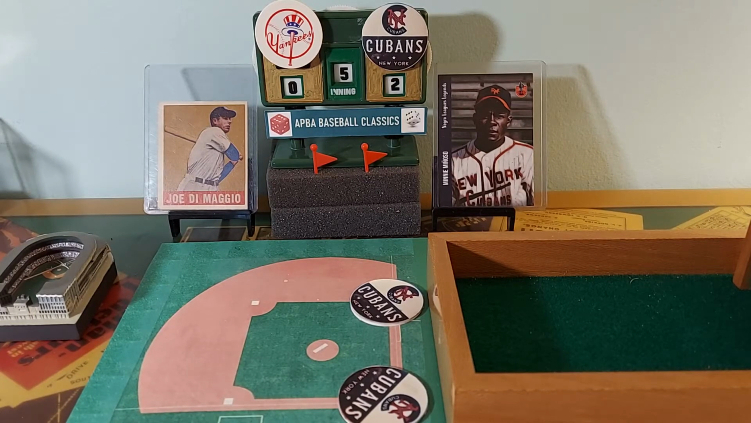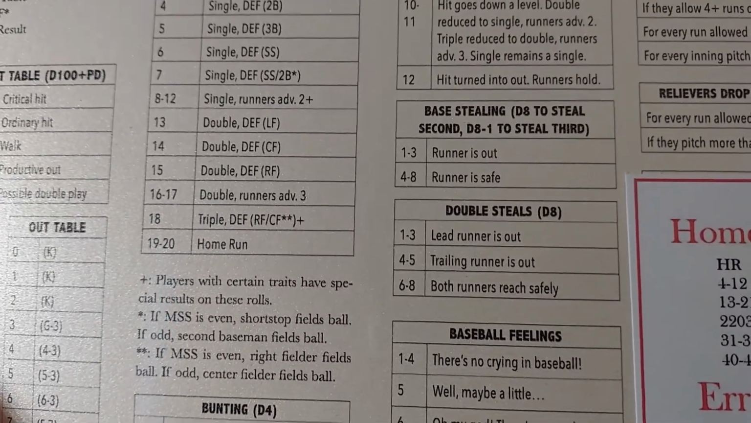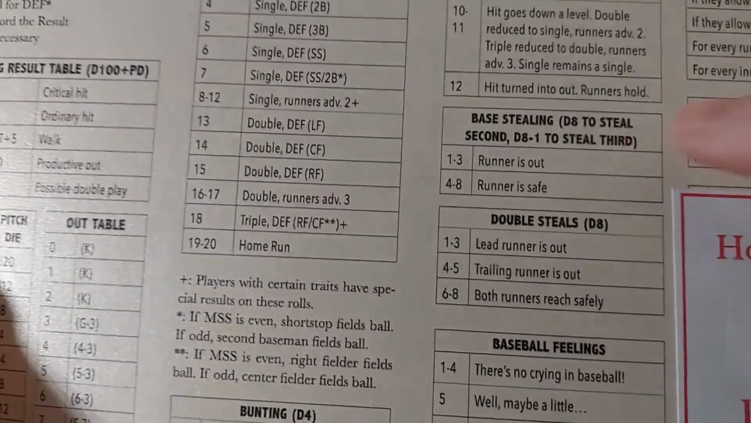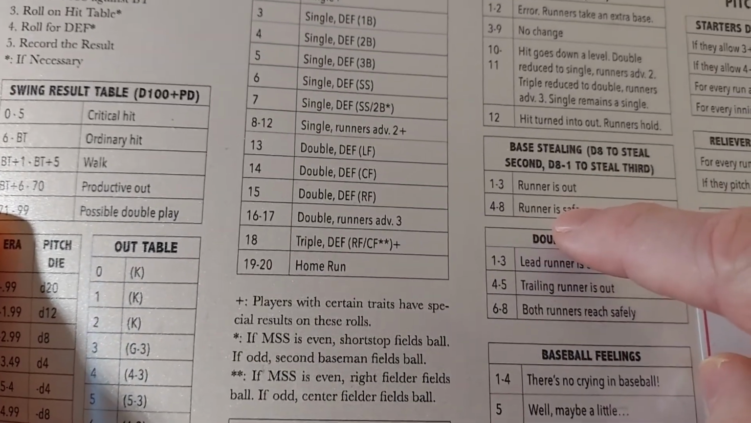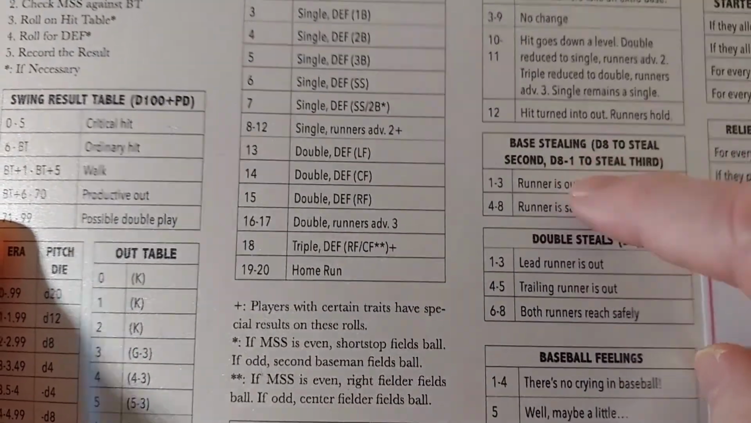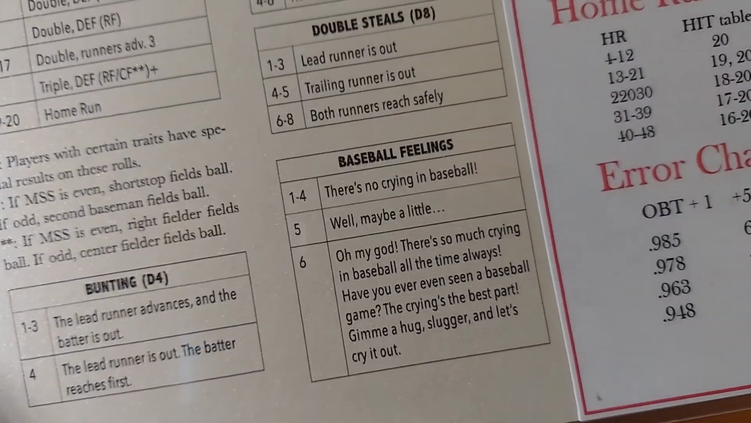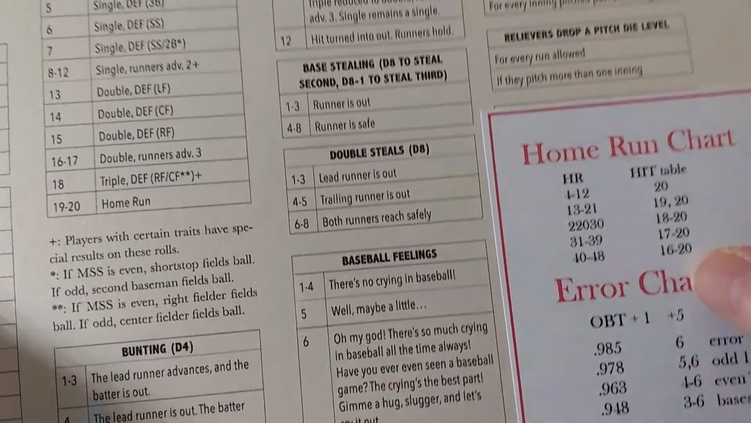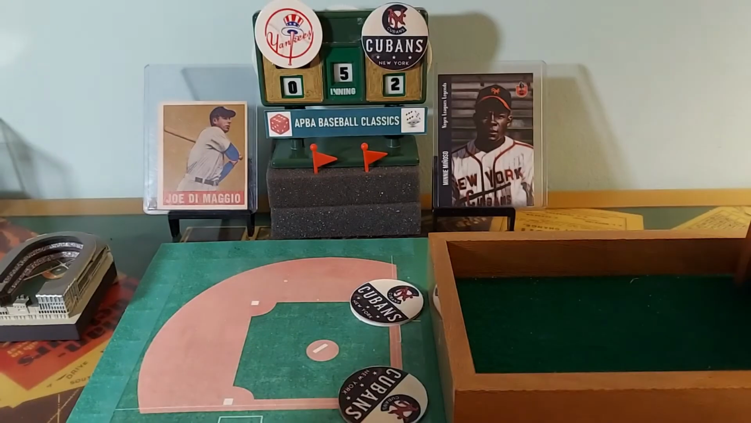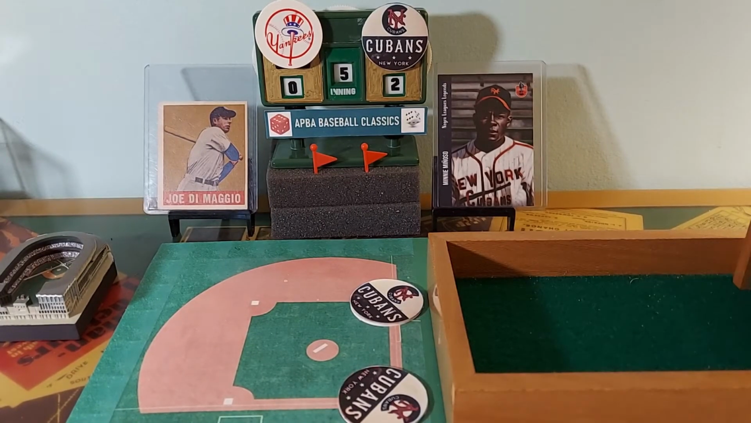Let's see. Here's the steal table for the game. 1 to 3, the runner is out. 4 to 8, the runner is safe. Home rules, I adjust that. If it's like a stealing plus guy, I make a 1 to 2 out and 3 to 8 safe. And stealing plus, I assign that to somebody who stole more than 30 bases over the season.